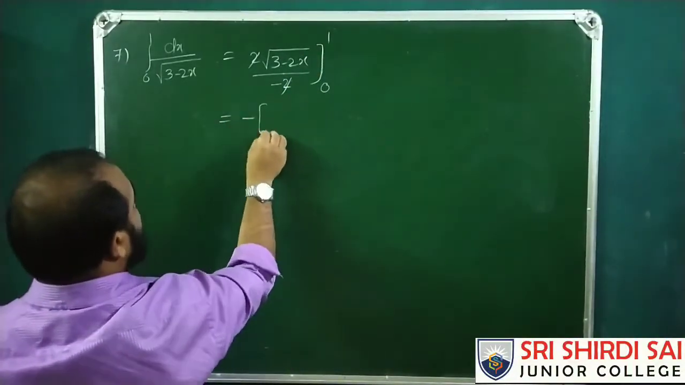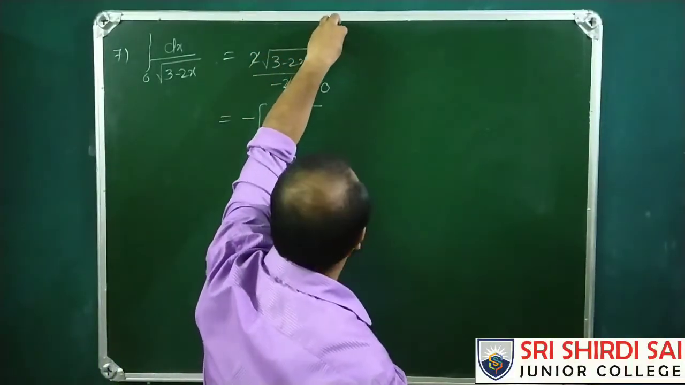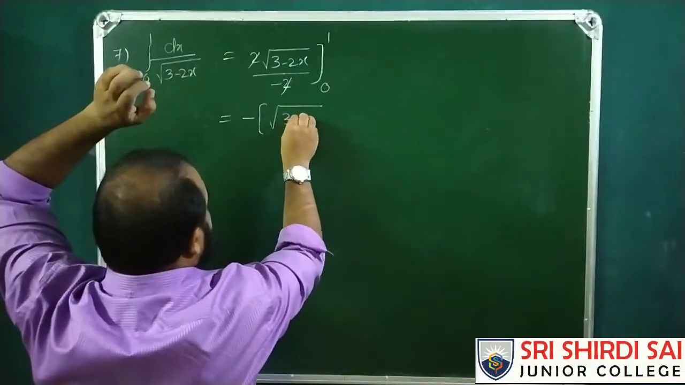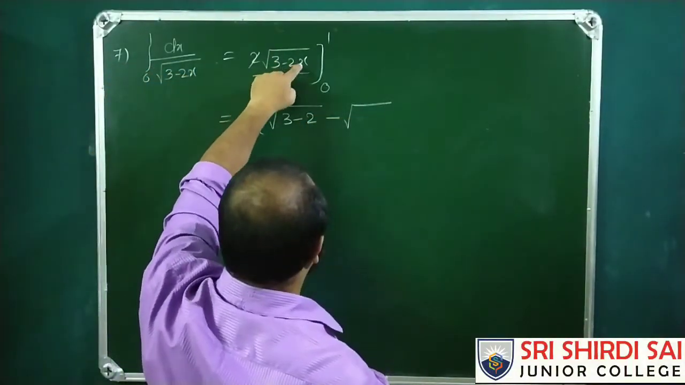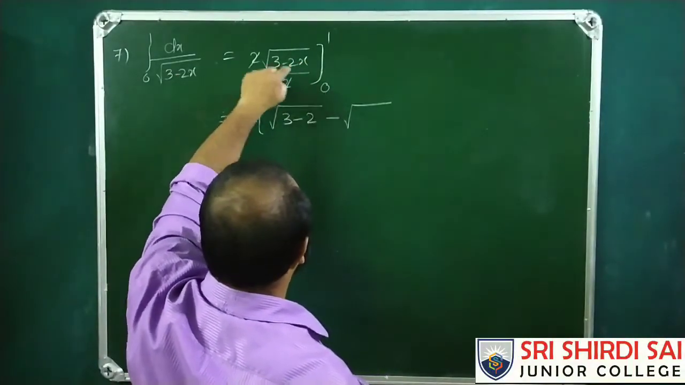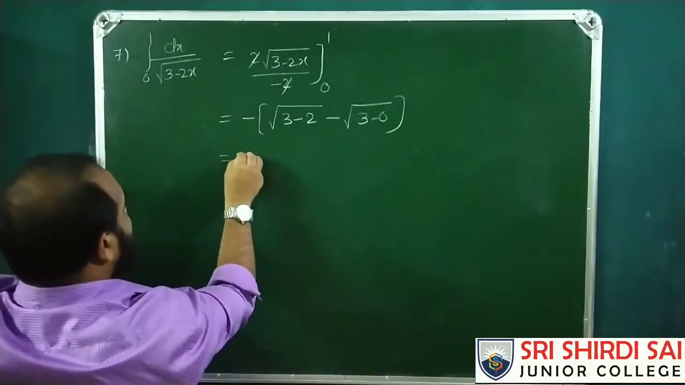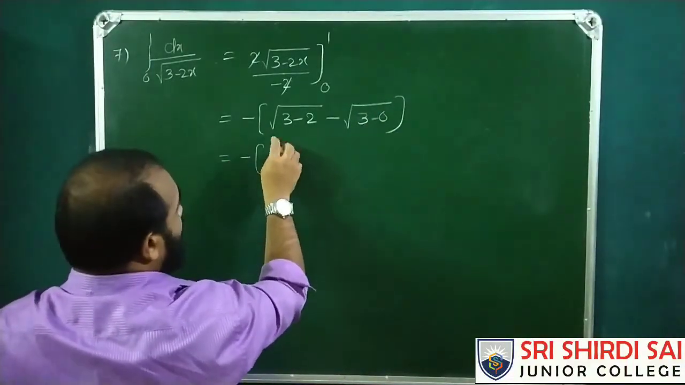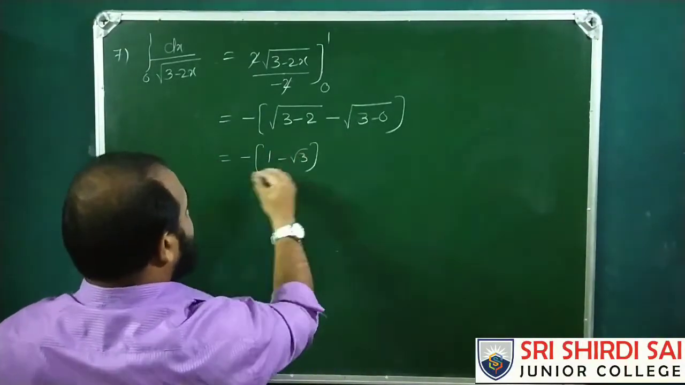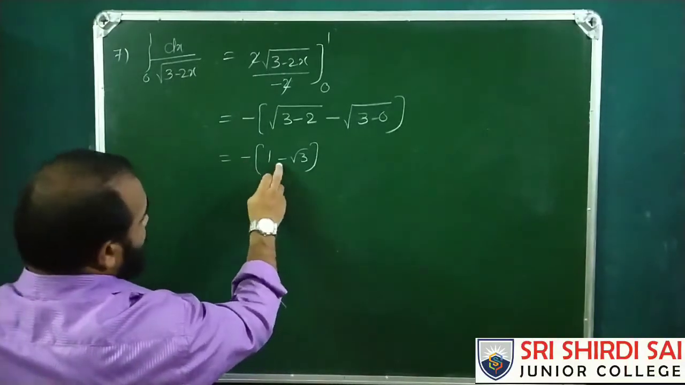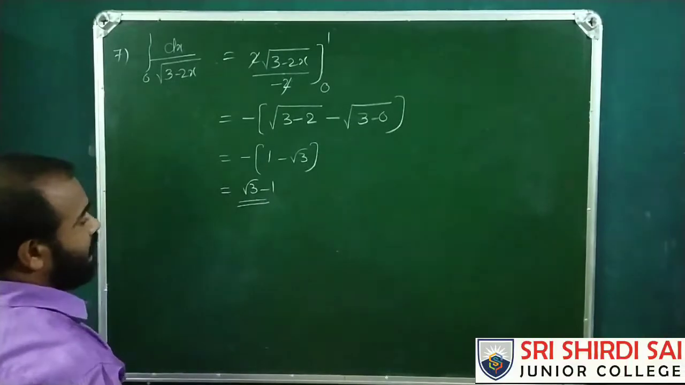So minus square root of, in this function apply the upper limit. So 3 minus 2 ones are 2, minus, in the place of x substitute the lower limit, 3 minus 2 into 0, so 3 minus 0. So this is equal to 3 minus 2 is 1 under root, so 1 minus root 3. So minus into minus is plus, so root 3 minus 1.